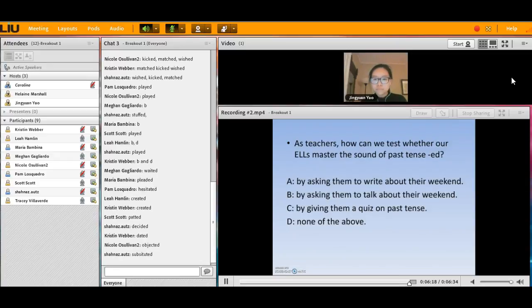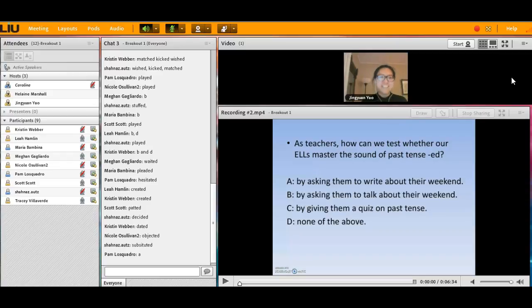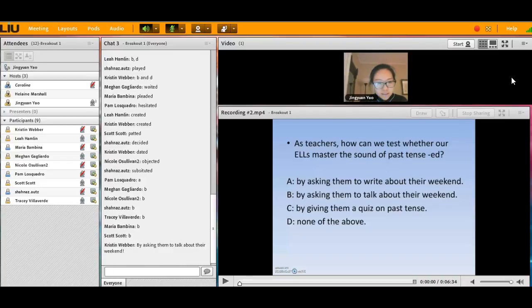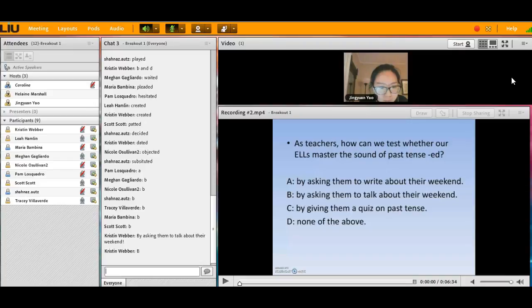And our last practice as teachers. How can we test whether our ELs master the sound of past tense? Here you go. You got it right. So it's by asking them to talk about it, because if we can't hear it, we can't tell whether they master this or not.